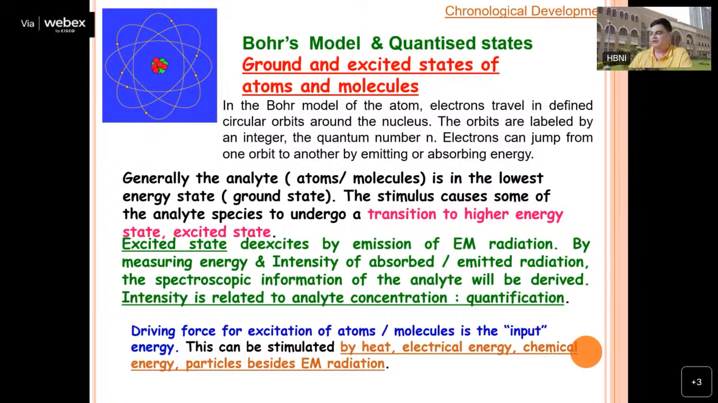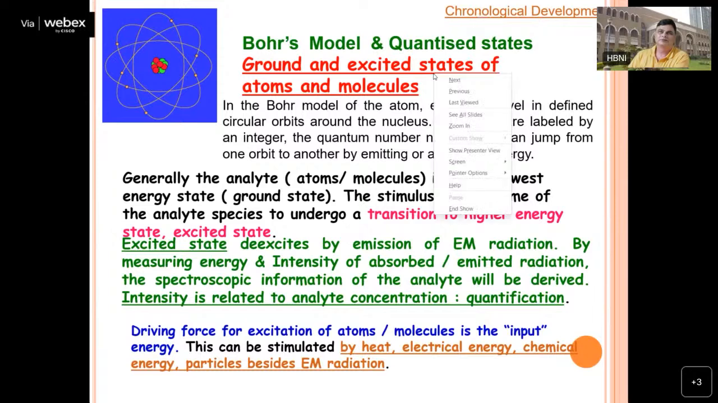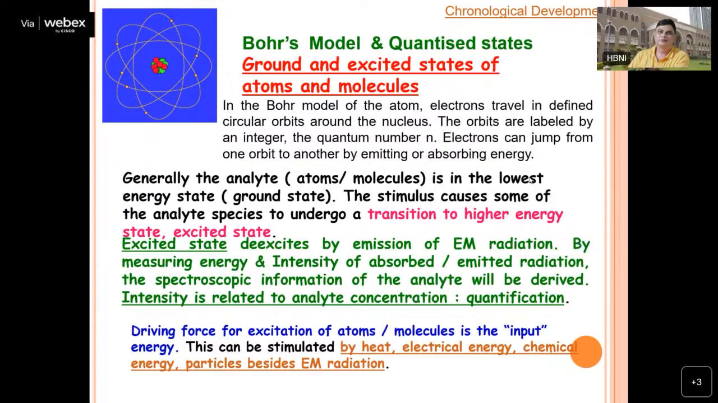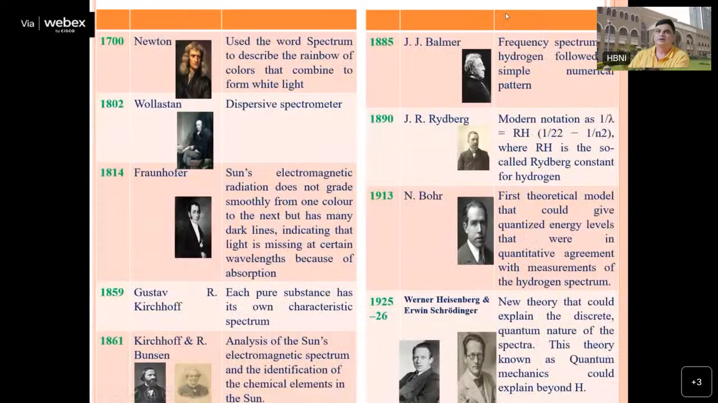Before moving further, I would like all of you to see that no science is developed in one day. If you see this spectroscopy, this is how various scientists contributed, starting from the 1700s with Newton. Newton used the word spectrum to describe the rainbow of colors that combine to form white light. Then many other people contributed from the 1700s.